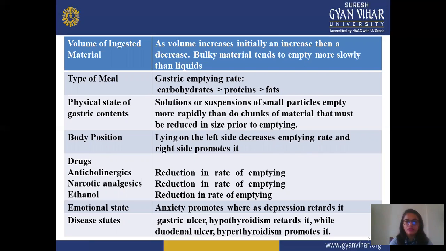Body position: lying on the left side decreases the emptying rate and the right side promotes it. Drugs: anticholinergics reduce the rate of emptying, and narcotic analgesics also reduce the rate of emptying. Ethanol also reduces the rate of emptying. Emotional state: anxiety promotes emptying, depression retards it, and it shows less absorption. Disease state: gastric ulcer and hypothyroidism retard it, and duodenal ulcer and hyperthyroidism promote it.